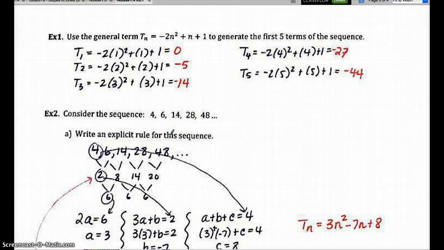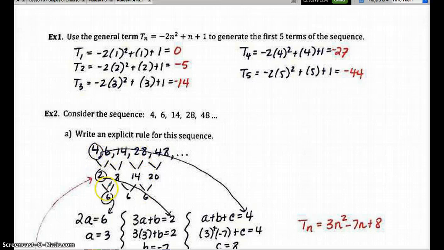But I will go ahead and talk you through example number 2. So here we have a relationship, for example 2, of the sequence: 4, 6, 14, 28, and 48. When you do your first common difference, you get a difference of 2, 8, 14, and 20. Then do your second difference, which is common. So your first difference is not common, and your second difference is common, which means it's a quadratic relationship.